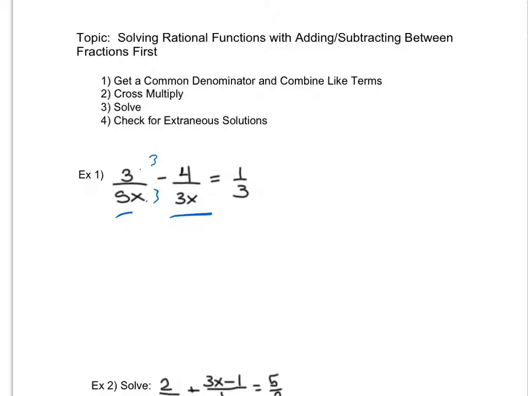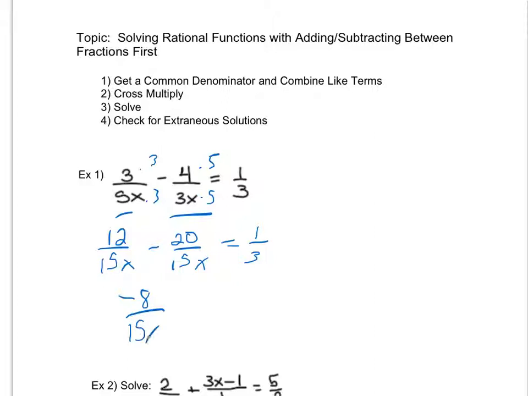I can get my right side to be 15x by multiplying by 5, giving me 12 over 15x minus 20 over 15x, all equals 1/3. Combining like terms, 12 minus 20 is negative 8 over 15x equals 1/3. Now that I have a fraction equal to a fraction, I can go ahead and cross multiply. So I'm going to multiply 15x times 1, and negative 8 times 3.